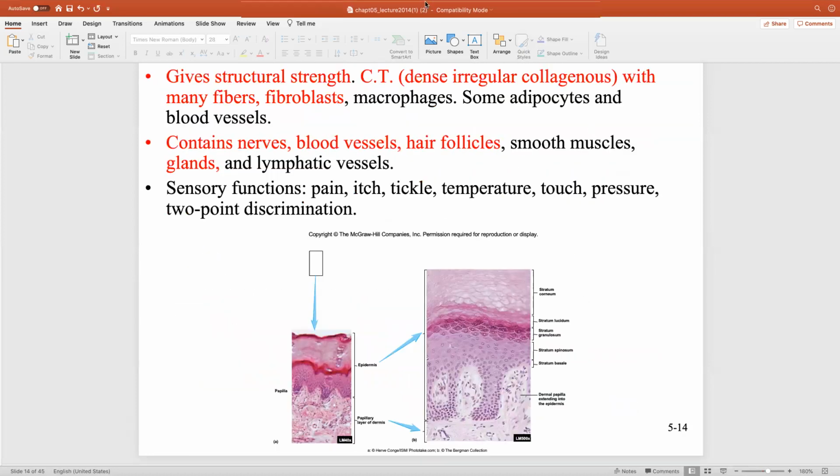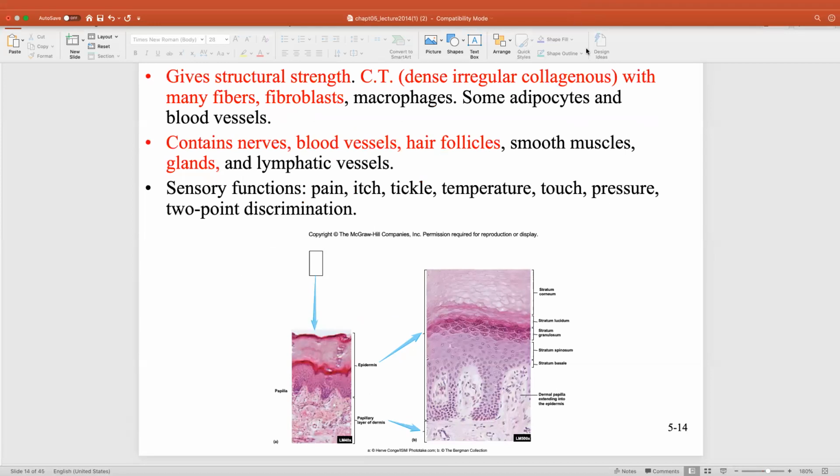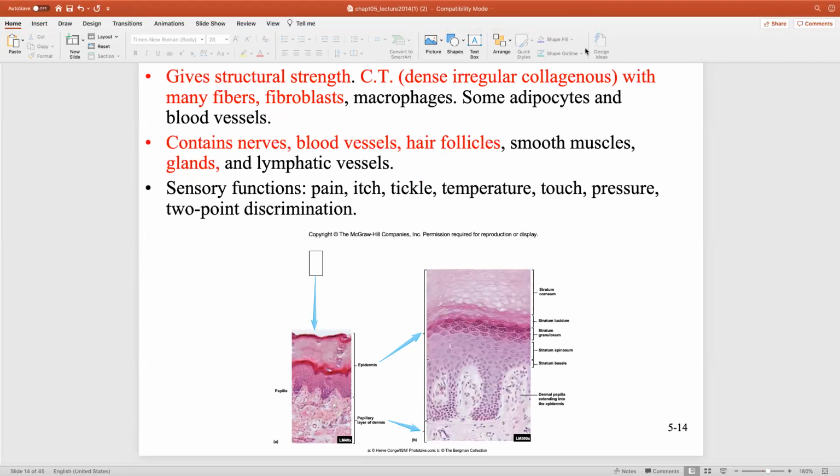right? I'm going to stop this one right here. And the next part 2 will include the dermis.